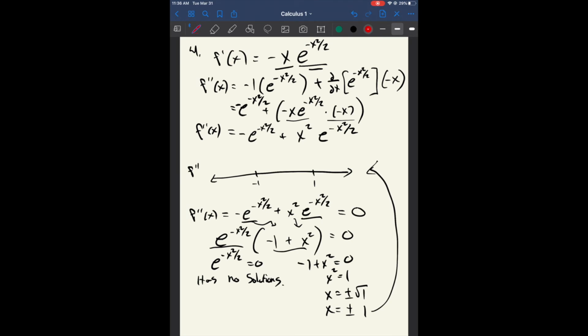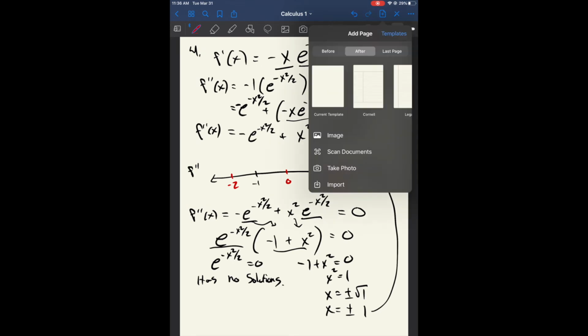So one in each of these three little chunks of the number line, right? So maybe something over here. Let's do minus 2. Something here like 0. Something over here like 2. I'm going to plug those numbers into f double prime, and then I'm going to see whether it should be positive or negative. Okay? So let's go ahead and do that on another page here.